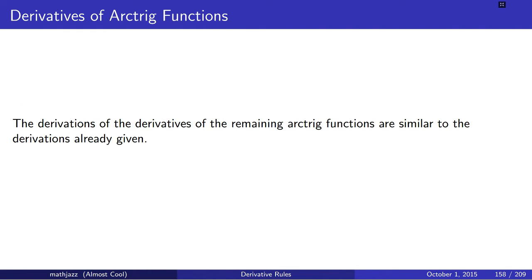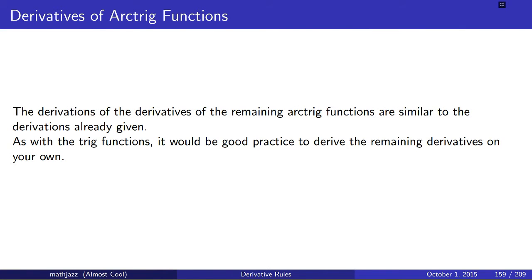The derivatives of the remaining arctrig functions are found in the same way as the ones that we found already. Cosine is similar to sine, cotangent is going to be similar to tangent, and cosecant is going to be similar to secant. And it would be good practice to derive the remaining derivatives on your own.